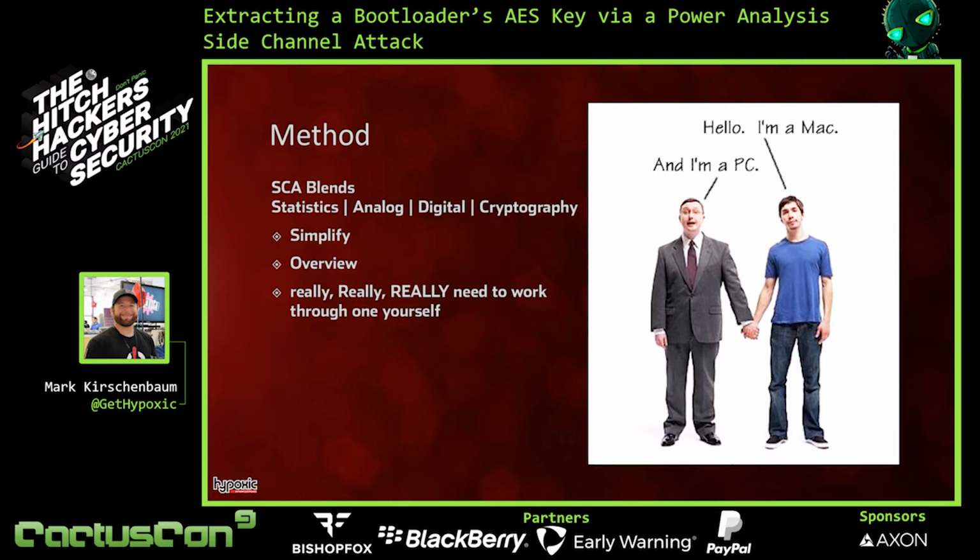Okay, side channel attacks are really, really neat. I find they're the culmination of everything you've ever learned in school. It bridges statistics, analog electronics, digital electronics, with cryptography, and it's pretty complex because not many of us are good at all those tasks or aspects. And so it's a really neat concept to learn and to work through yourself. Today, my goal is to pretty much simplify all of this and give you an overview. So at the end, you could work through one yourself and learn it.